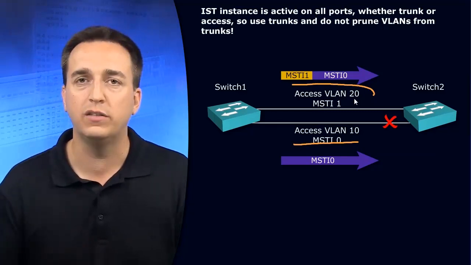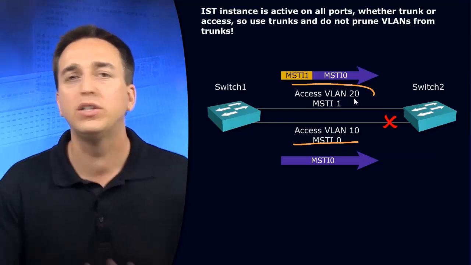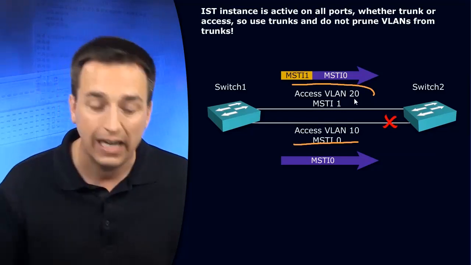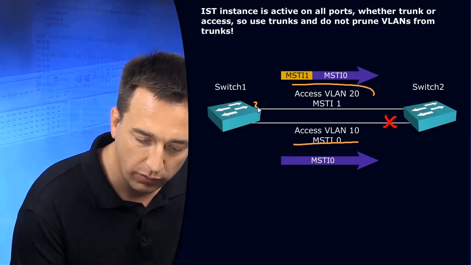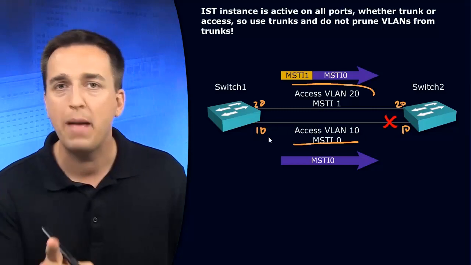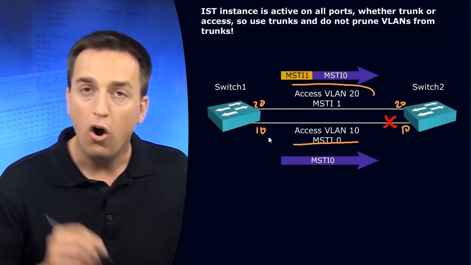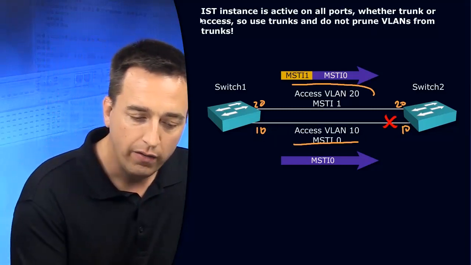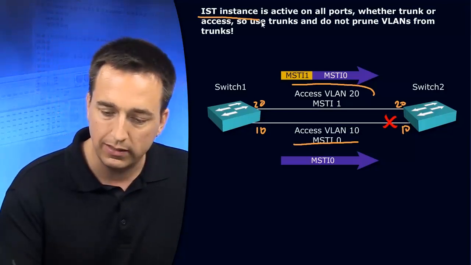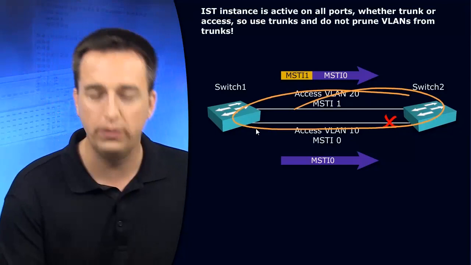Notice we're using access VLANs. If these were trunks, it wouldn't be a problem. But since they are access VLANs, access ports, this port is for VLAN 20, VLAN 20, VLAN 10, VLAN 10. Remember that BPDUs are only sent by who? The IST instance, instance 0. So instance 0 sees a loop.